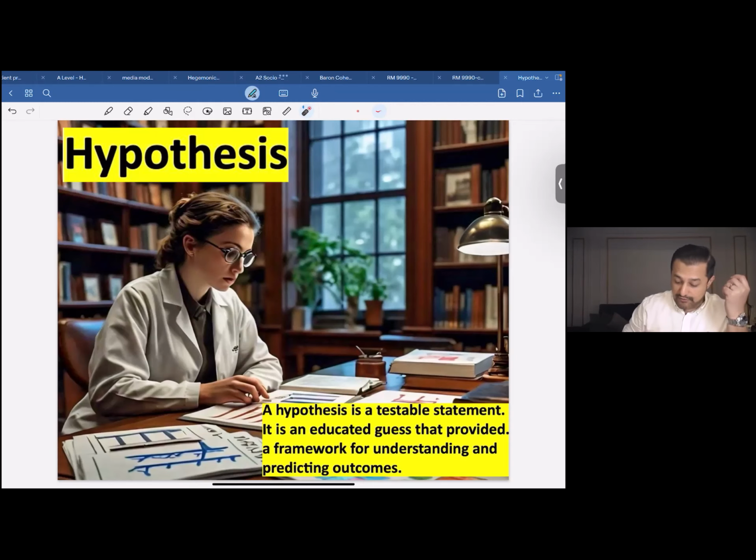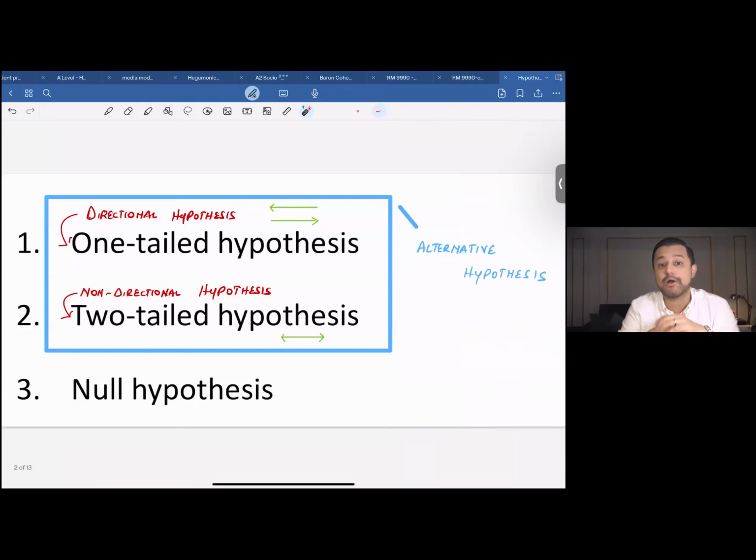Now, moving on, there are three different types of hypotheses that are a part of our syllabus. To begin with, we have one-tailed hypothesis. Number two, we have two-tailed hypothesis. Number three, we have null hypothesis. Now, I'd like to explain what a null hypothesis is, and then I'll tell you why the one-tailed hypothesis and the two-tailed hypothesis are referred to as alternative hypothesis.